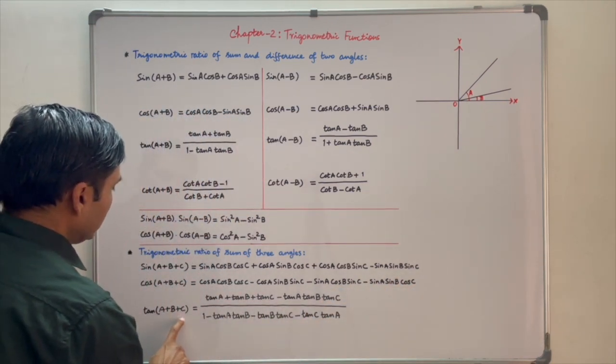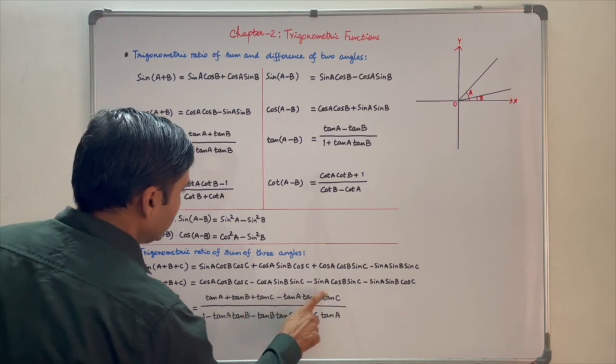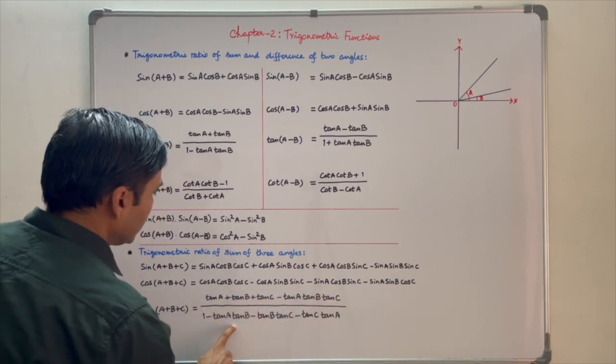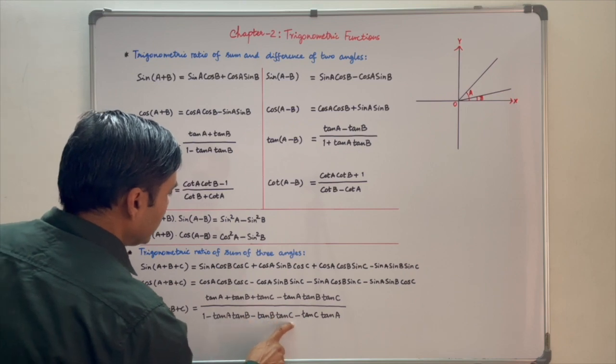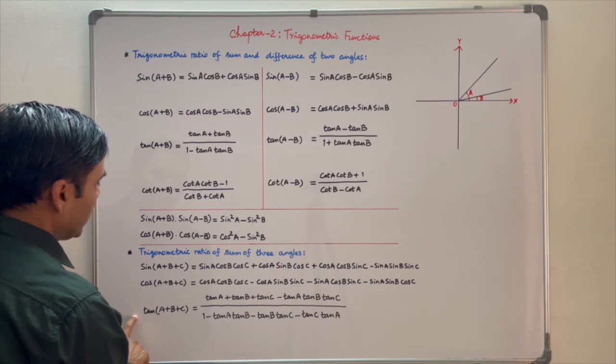Tan A plus B plus C is equal to tan A plus tan B plus tan C minus tan A tan B tan C upon 1 minus tan A tan B minus tan B tan C minus tan C tan A. This is easiest to memorize.